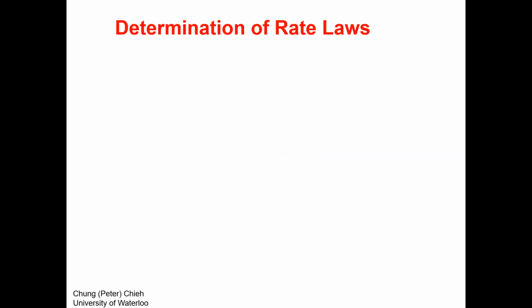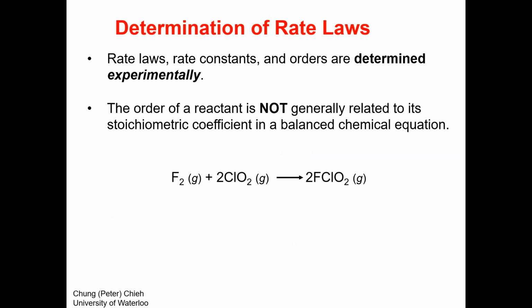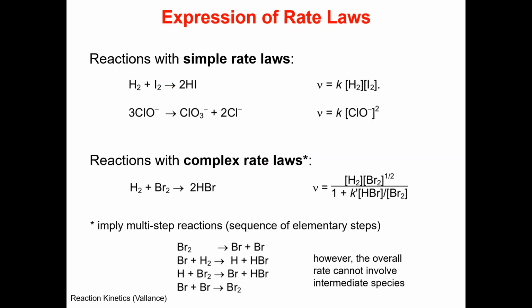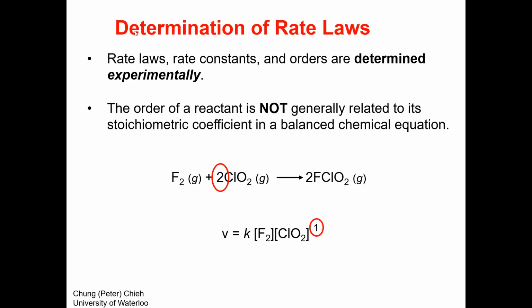So the determination of rate laws: how do we determine the rate law? So now look at it. In this equation, we see that the rate law, rate constant, and orders are determined experimentally. So generally, by mere looking, you cannot give the real expression of a rate law, because it is only determined experimentally. So the order of a reactant is not generally related to its stoichiometric coefficient.